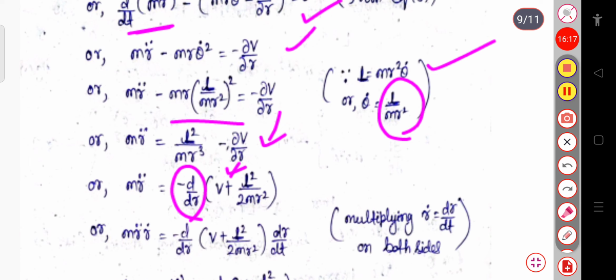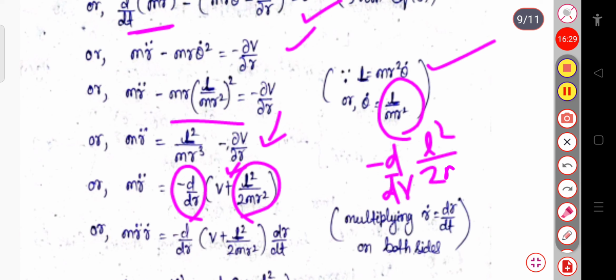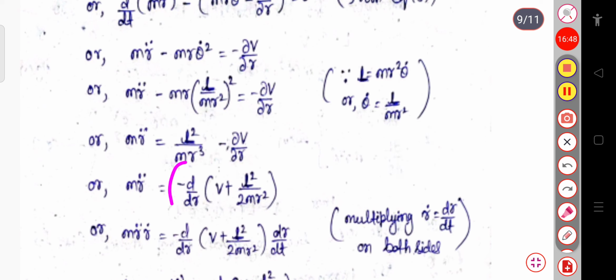Now for the second term, I can write this is your L square by 2mr square derivative, because if we take minus d by dr of L square by 2mr square, because L square by 2m is constant, so this will be r power minus 2, that is minus 2 divided by r cube. This minus minus gets cancelled, then finally that 2 gets cancelled, and that will be L square by mr cube. So minus d by dr of L square by 2mr square, its value is equal to L square by mr cube.